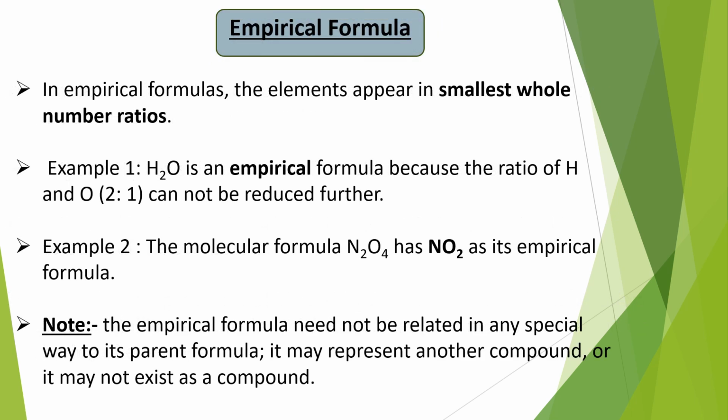Empirical formula. In empirical formulas, the elements appear in smallest whole number ratios. Example, water H2O is an empirical formula because the ratio of hydrogen and oxygen, which is 2:1, cannot be reduced further. Another example is the molecular formula N2O4 has NO2 as its empirical formula. Here it is notable that the empirical formula need not be related in any special way to its parent formula. It may represent another compound or it may not exist as a compound.